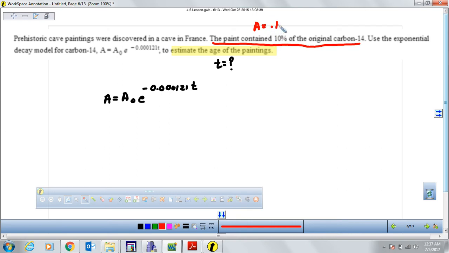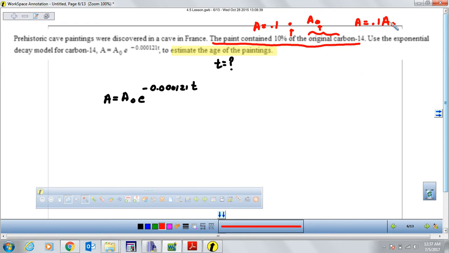This future amount is going to be 10%. 10% is going to be 0.1 or 0.10. Of means times the original amount. When I say the original, it means the initial. Initial is represented by A sub 0. So that's another way of representing that sentence. When I say that the paint contains 10% of the original amount, that means that the future amount is going to be 0.1 or 0.10 of A sub 0.